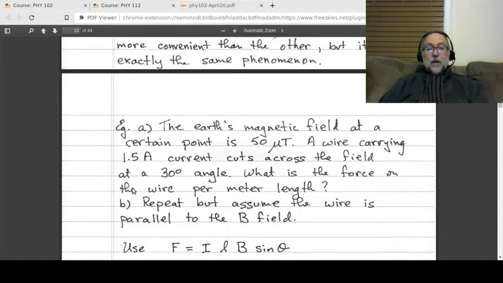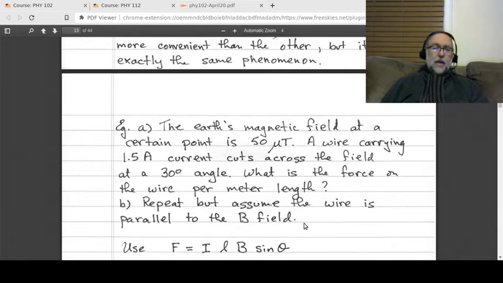So let's do a problem here. Let's take the Earth's magnetic field. The Earth's magnetic field at a certain point is 50 microteslas, okay? And a wire carrying a 1.5 amp current cuts across the field at a 30-degree angle. So the wire and the magnetic field are not perpendicular, they're actually at 30 degrees to one another. And I want to know what is the force on the wire per meter length.